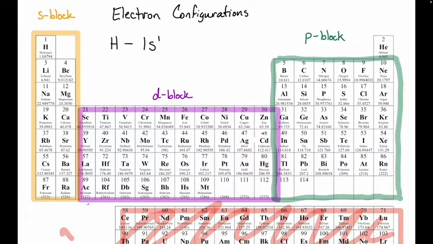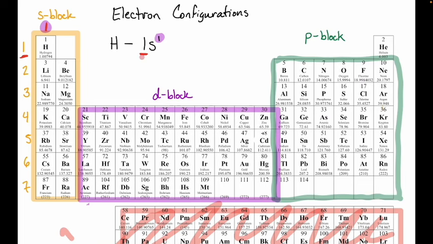Okay? So, in my S block, we got our S block here, right? Those first two columns. We're going to number the rows of our S block. Okay, so this first row here is 1, then 2, 3, 4, 5, 6, 7. Hydrogen is in the first row of my S block, and that's how I know it has the 1s orbital. Furthermore, it is the first element in the S block. And that's how I know it only has 1 electron in its 1s orbital.